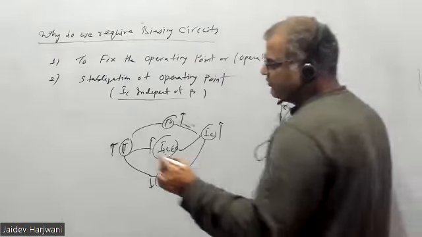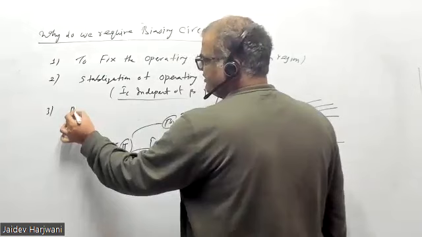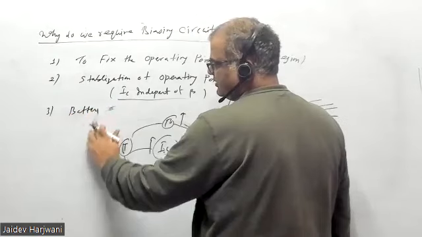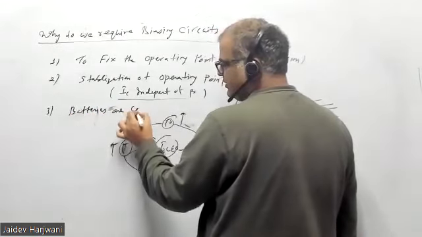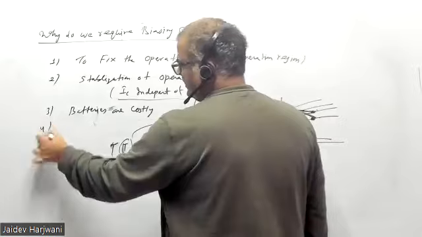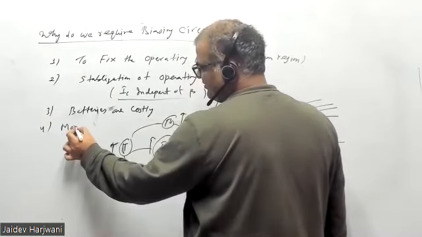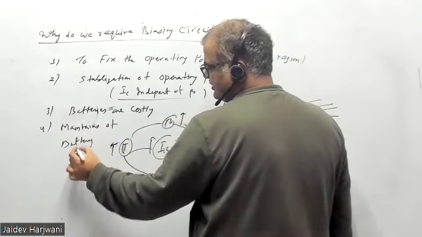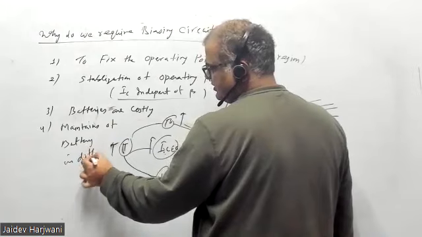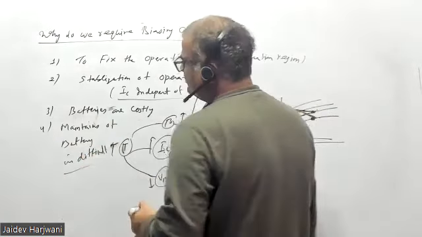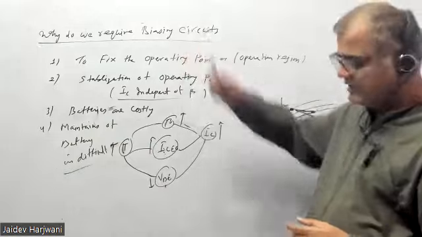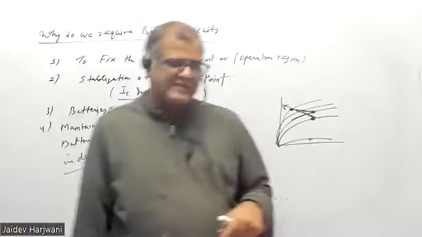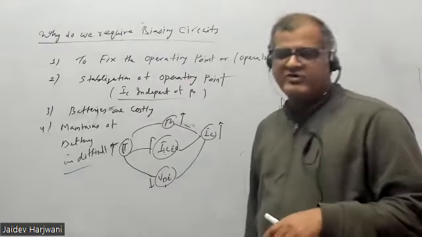And of course, there is a commercial point. The third point is that batteries are very costly, so you cannot apply so many batteries. Batteries are costly, and then maintenance of batteries is difficult. There are so many other factors as well. For all these reasons, we require a perfect or proper biasing. Now we'll go through different kinds of biasing and see which biasing is perfect for our operation.